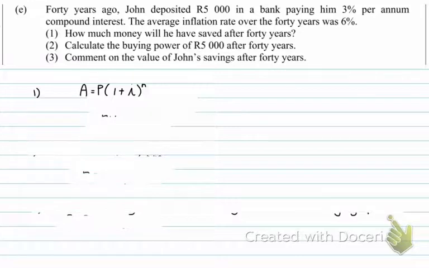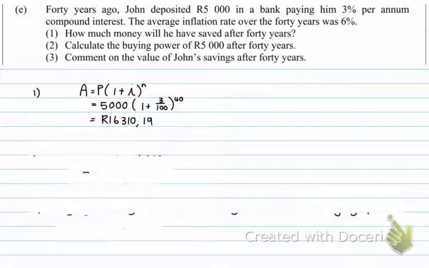P will be the 5,000 Rand that he deposited into the bank. I will be 3% and N will be 40 for 40 years. Substitute that into your formula and you can work it out with your calculator. So after that 40 years, he will have 16,310 Rand and 19 cents in the bank. Question 2. Now they ask us to calculate the buying power of 5,000 Rand after 40 years.